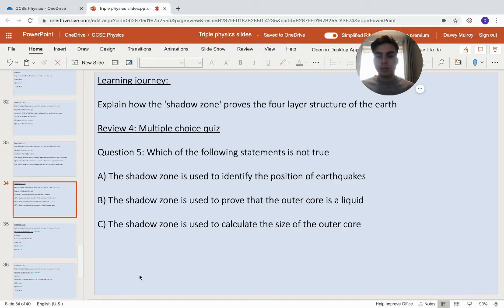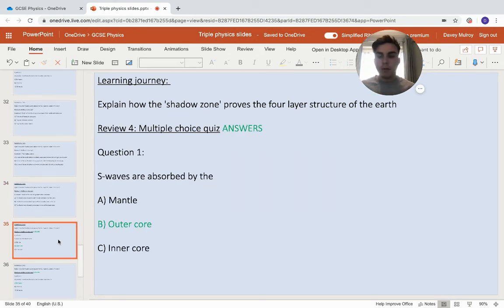And our last question, question 5. Which of the following statements is not true? A, the shadow zone is used to identify the position of earthquakes. B, the shadow zone is used to prove that the outer core is a liquid. Or C, the shadow zone is used to calculate the size of the outer core. Which one of those statements is not true?